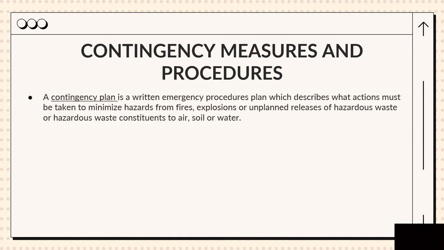Okay, a contingency plan is a written emergency procedures plan which describes what action must be taken to minimize hazard from fires, explosion, or unplanned releases of hazardous waste or hazardous waste constituents to air, soil, or water. So, okay, next. So, what must a contingency plan include?